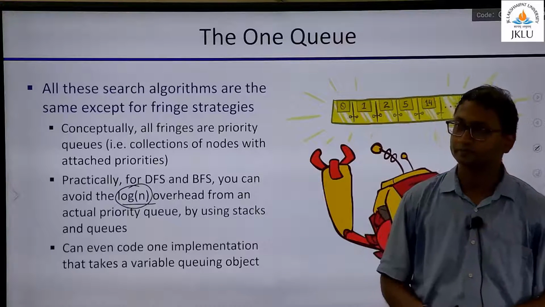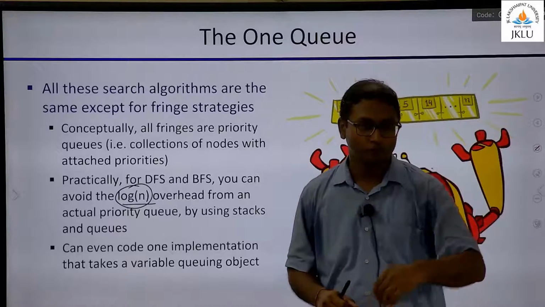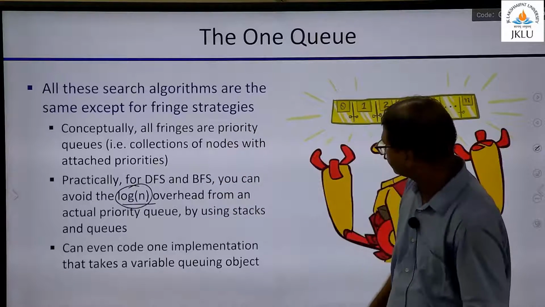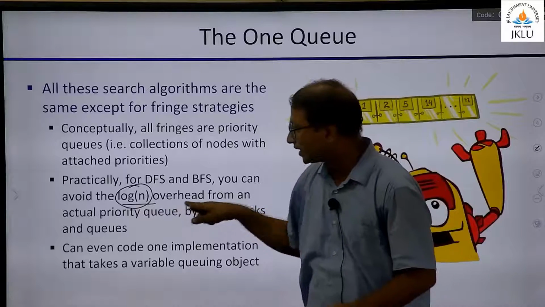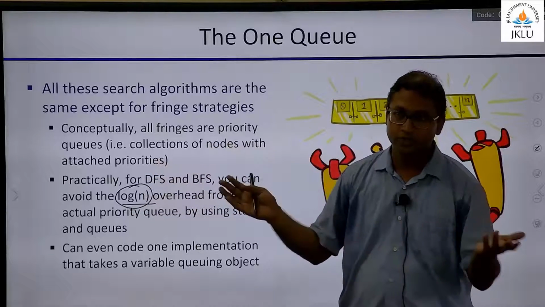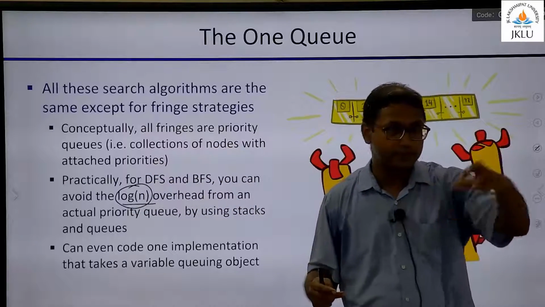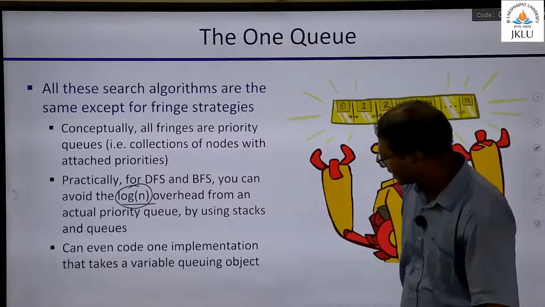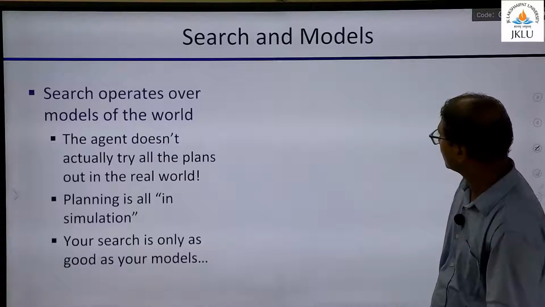Right. Okay. Once you take the best one, you have to rearrange that. But in case of queue and stacks, you just don't have to do that. That operation happens in order 1. Can even code one implementation that takes variable queuing object.